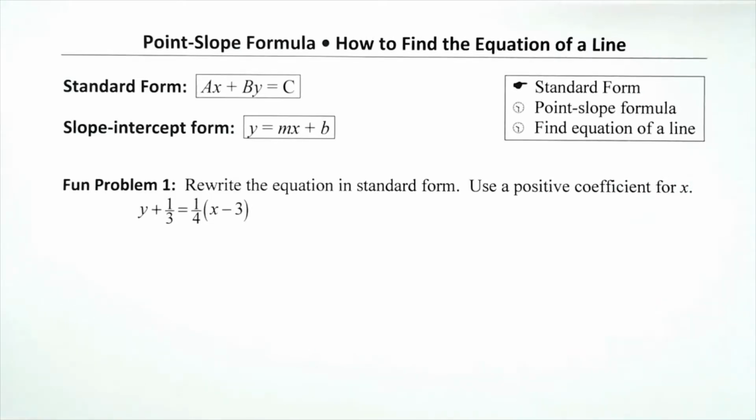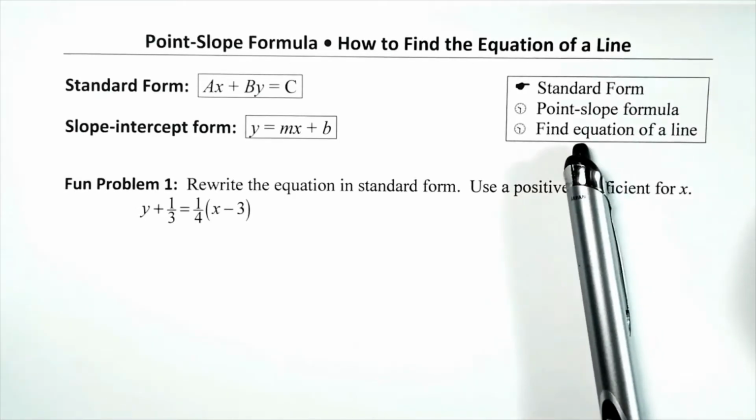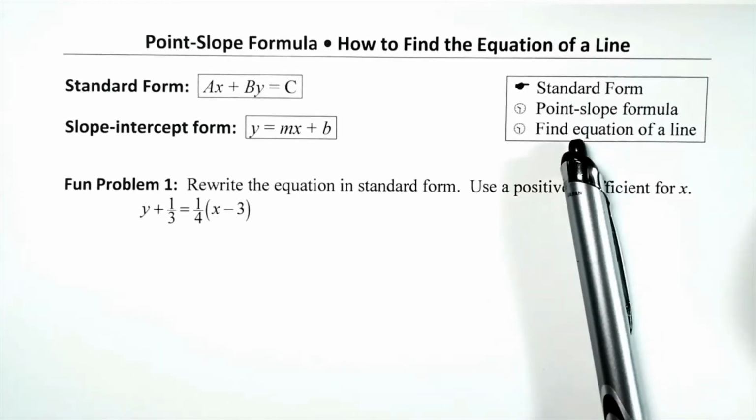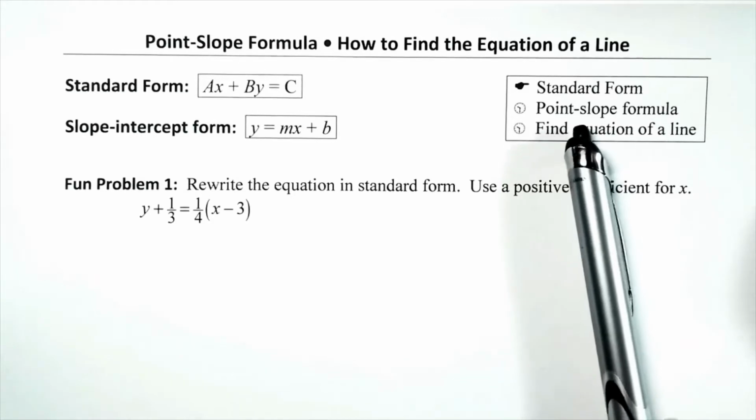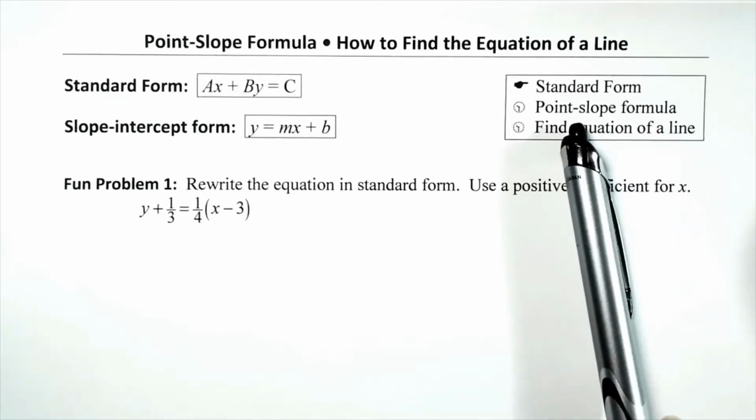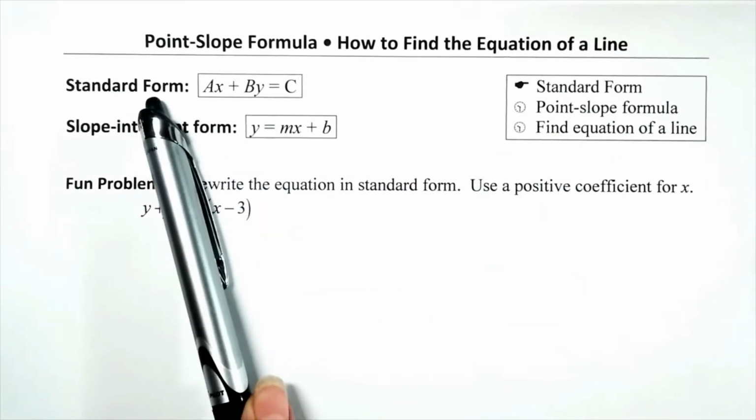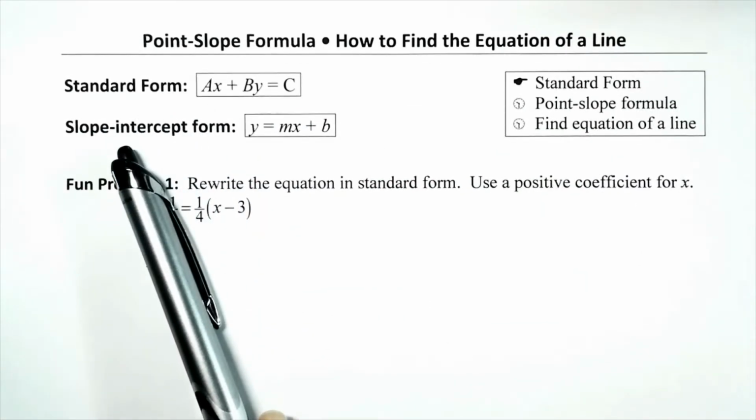Hi guys, today's main focus is to find the equation of a line. In order for us to find the equation of a line, we need to use the point slope formula. When we find the equation of a line, we have to be told in which form we should write the equation. Should we write it in standard form or in slope-intercept form?